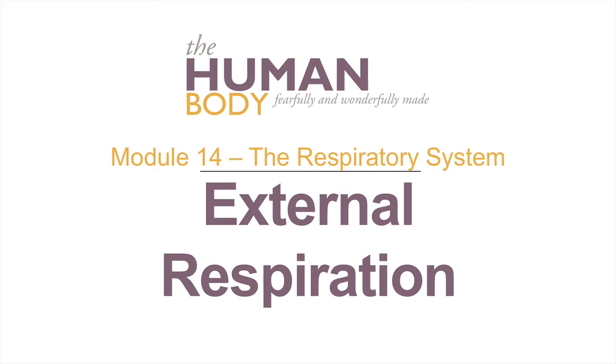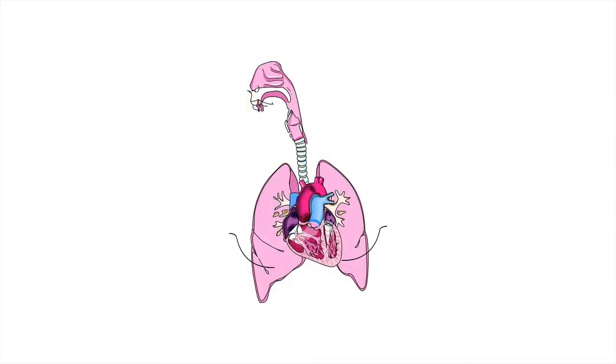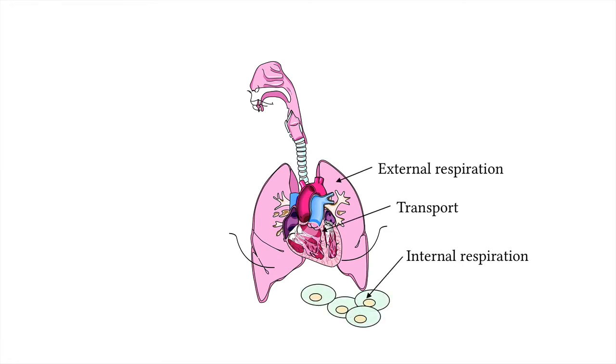External respiration. When I introduced respiration to you in an earlier section, I mentioned that it occurred in 3 steps: external respiration, transport, and internal respiration. Remember, the definition of external respiration is the process of oxygen and carbon dioxide exchange between the alveoli and the blood. When blood leaves the lungs, it is nearly 100% oxygenated.